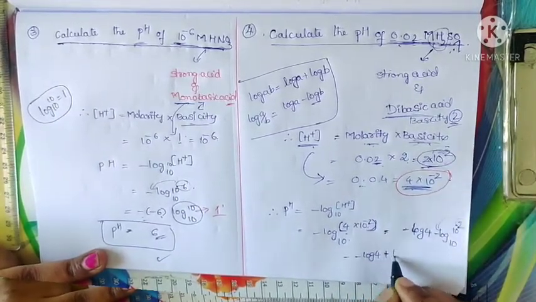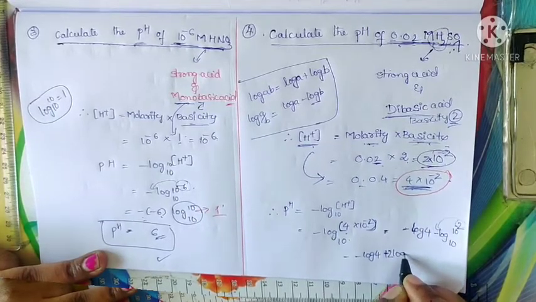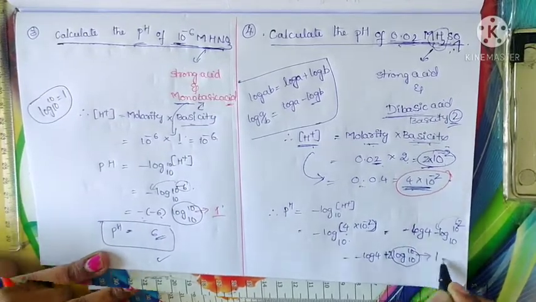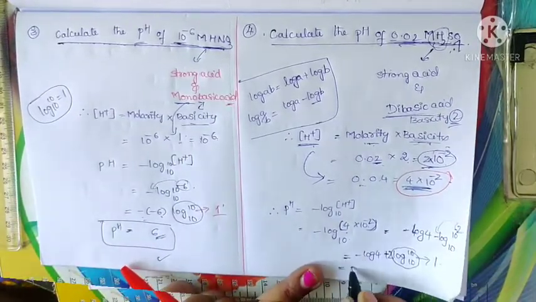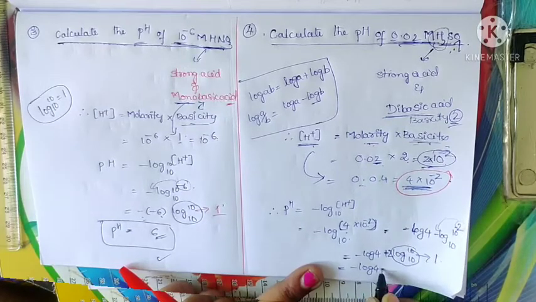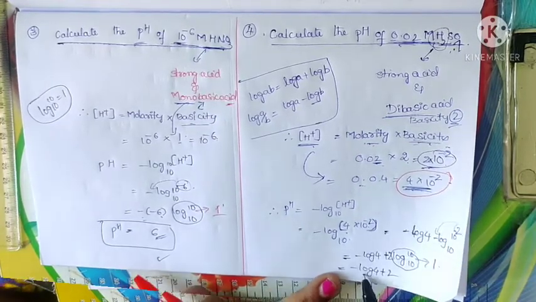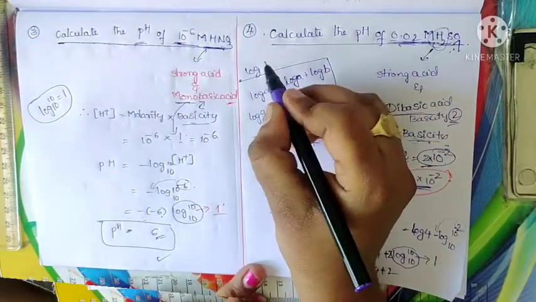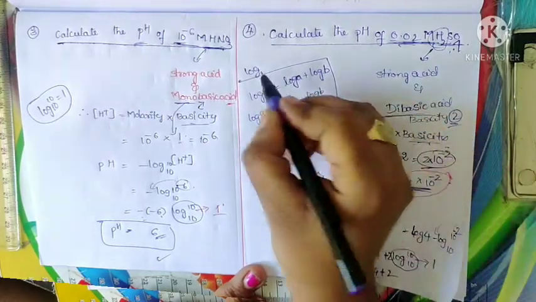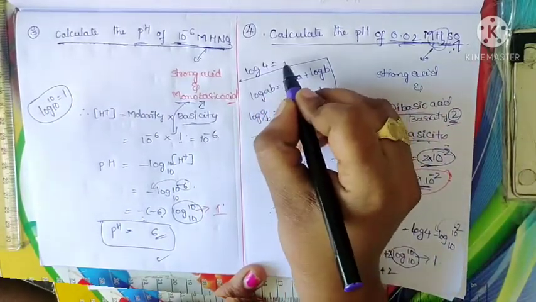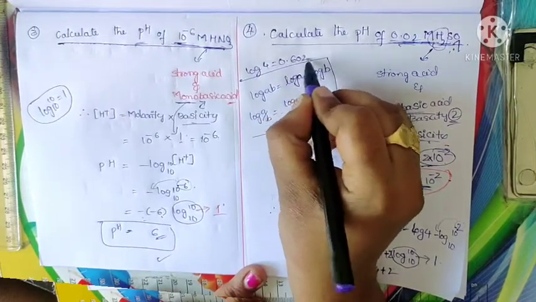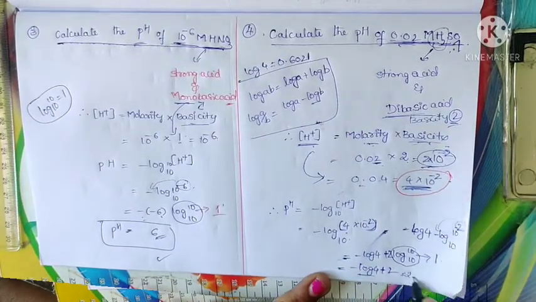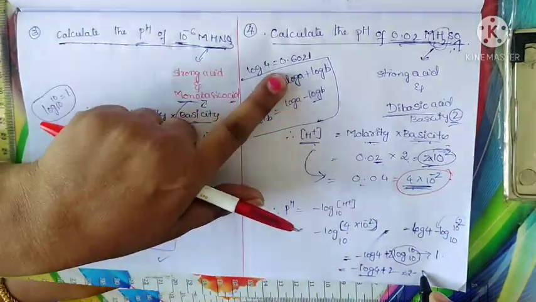And log 4 minus of minus 2 becomes plus 2. So log 10 value is 1, and it is minus log 4 plus 2. Log 4 value is 0.6021. Already we know log 4 value is 0.6021. So I am writing like this, 2 minus 0.6021.